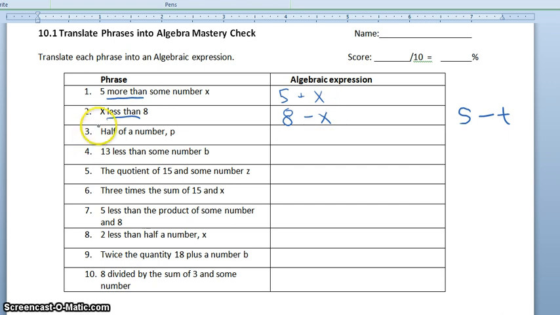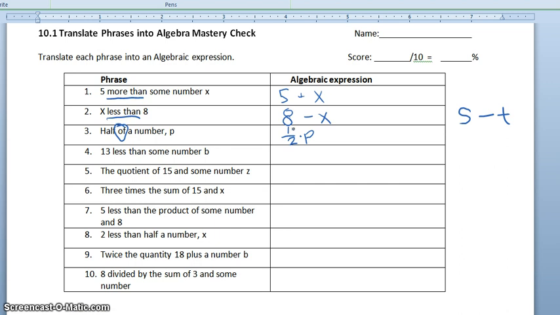Number 3, half of a number p. Okay, this is a tricky keyword, but it's hidden right here. Of is my keyword, and that means I'm supposed to multiply. Half of a number p, so I'm going to multiply 1/2 times p. Again, in multiplication, order does not matter, so you could have written p times 1/2.